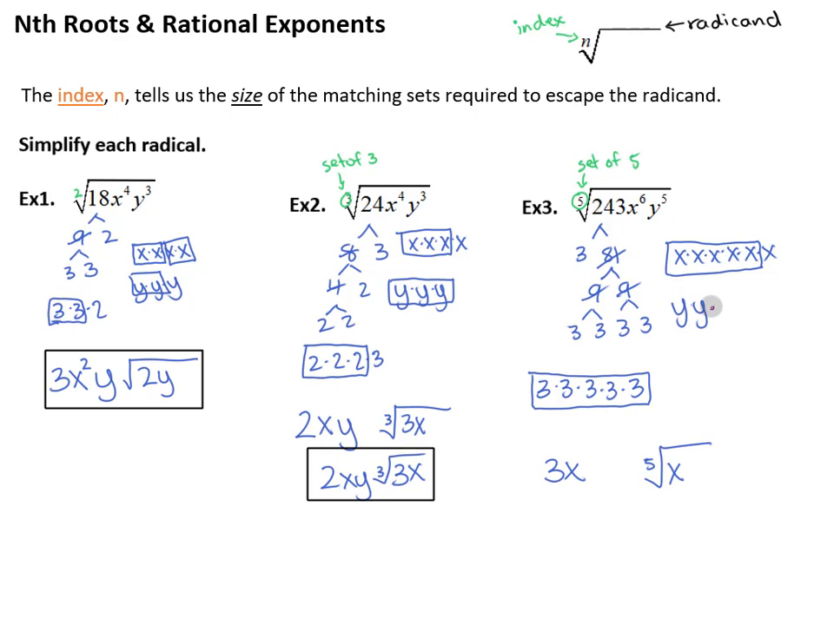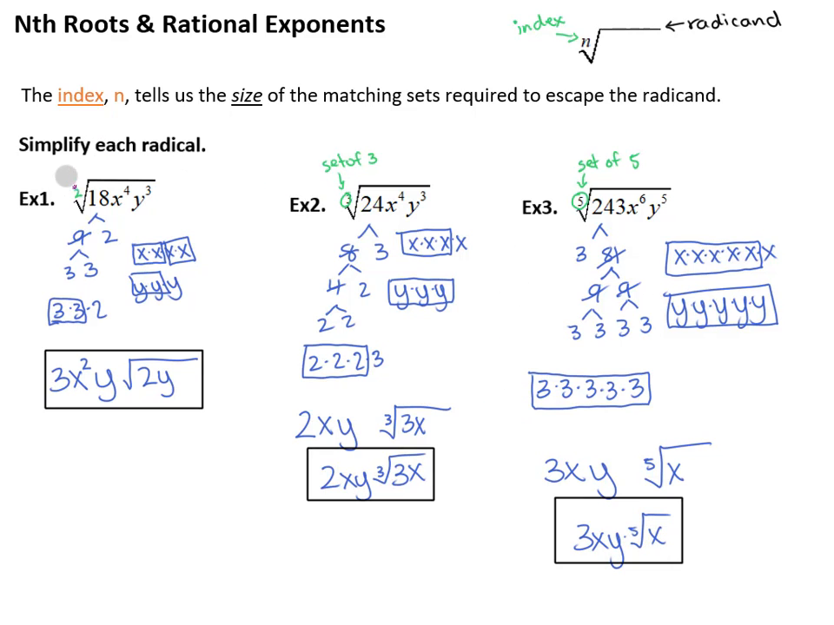And lastly, we have exactly 5 y's. So we're going to be able to take one y out from this set of 5, and no y's stay inside. So if we write this a little closer together, we get 3xy times the fifth root of x. And there we go. So if you don't see an index written, remember that's assumed to be 2, a square root.